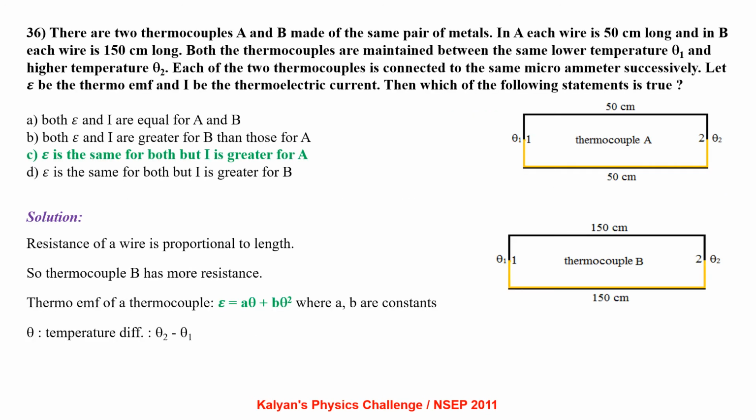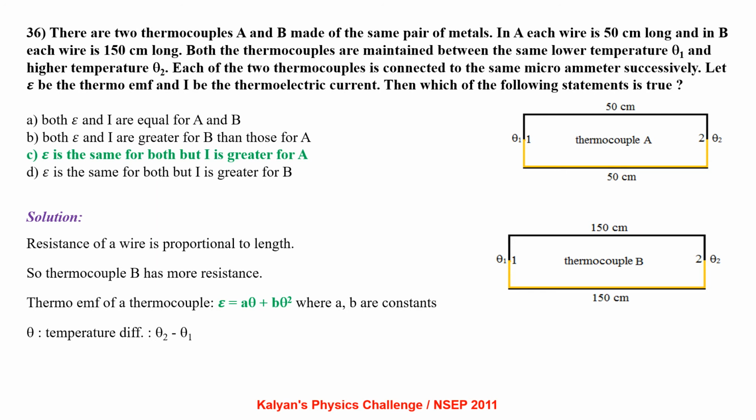There are two thermocouples A and B made up of the same pair of metals. In A, each wire is 50 cm long and in B, each wire is 150 cm long. Both the thermocouples are maintained between the same lower temperature θ1 and higher temperature θ2. Each of the two thermocouples is connected to the same microammeter successively. Let E be the thermo EMF and I be the thermoelectric current. Then which of the following statements is true?